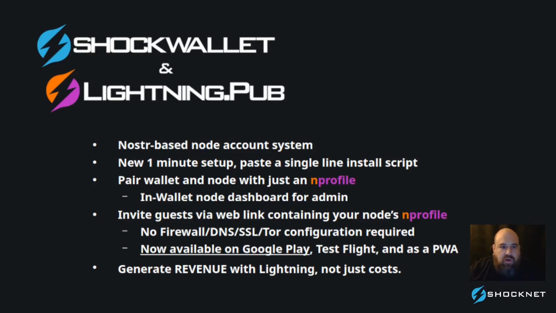So that brings us to ShockWallet and Lightning.Pub. Lightning.Pub is a Nostr-based account system that wraps LND, so it's a node. And we have developed a 1-minute install script. So you literally paste one line of code into a Linux terminal. Within a minute, it downloads everything it needs, stands up, and spits out an nprofile for you to connect your wallet to it. No firewall setup, no SSL, no static IP stuff, just bouncing off of Nostr relays. That handles all your API traffic.